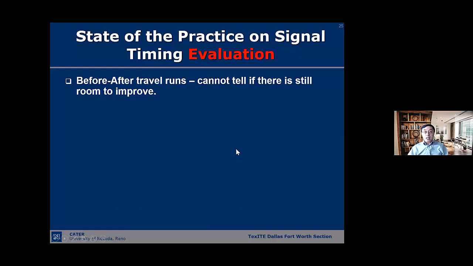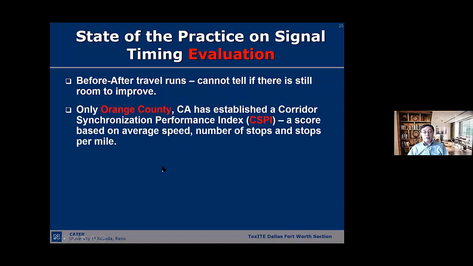So the fourth aspect is about evaluation. How do we evaluate if the timing has been done well, if you have done a signal retiming? The current practice is before-after travel runs. We compare if we really improved the timing compared to before. But the problem with these before-after studies is that they cannot tell if there's still room to improve. You don't know whether we can still do better, right?